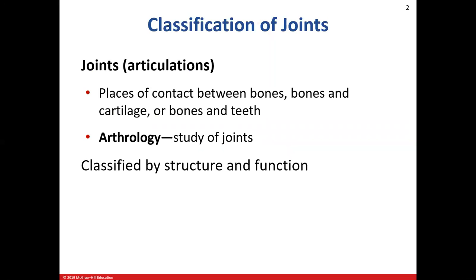And so the definition of an articulation or a joint is essentially places of contact where the bones and cartilage, or bones and teeth actually come together. Arthrology is the study of joints. And again, we have different classifications of them, and these are classified based on structure and function.